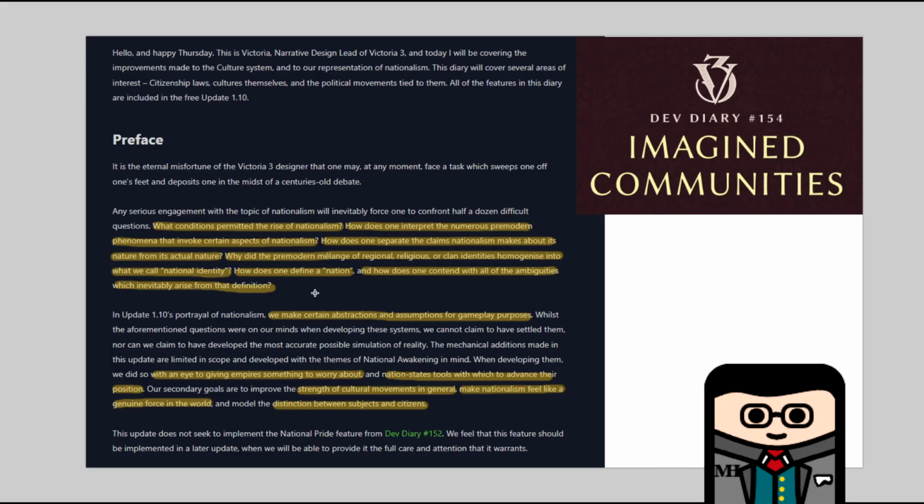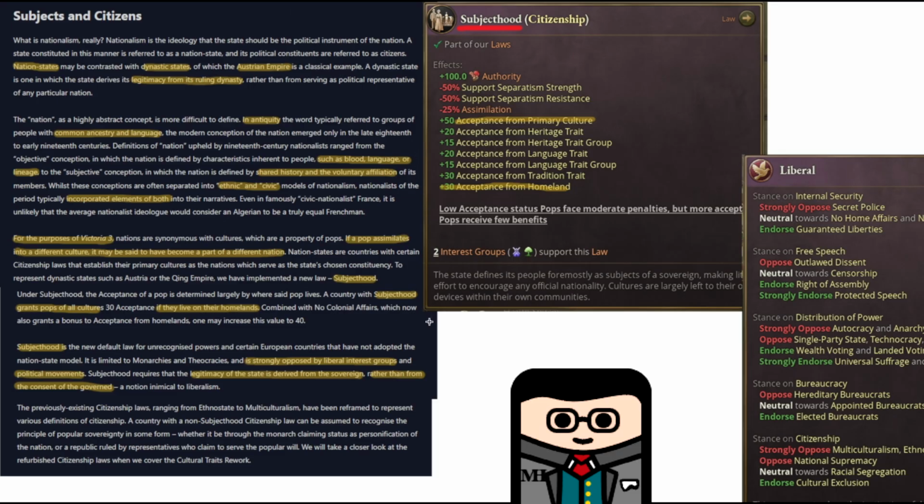And what would be the purpose of that force, that social force that is nationalism in the game? So one way of attempting to depict that is through the implementation of what they call subjecthood. Now, that is a new quote-unquote citizenship law in the game that is modeling the multinational empires that don't define themselves as leading a nation, but that are realms of a ruling dynasty.